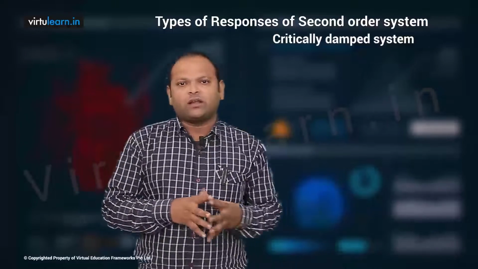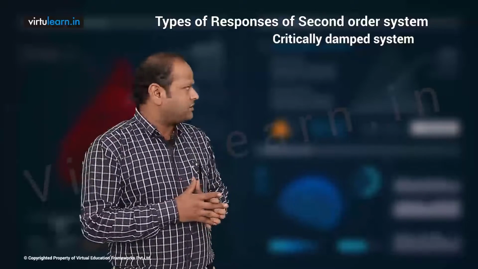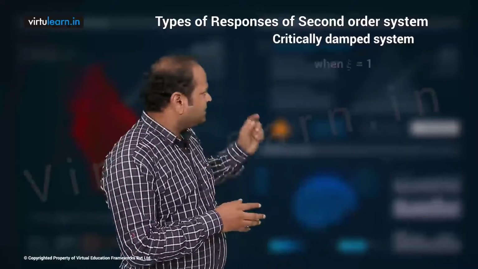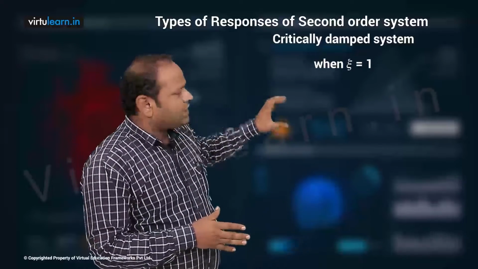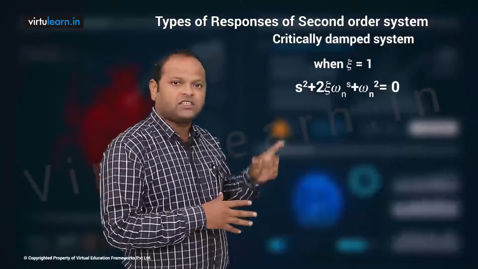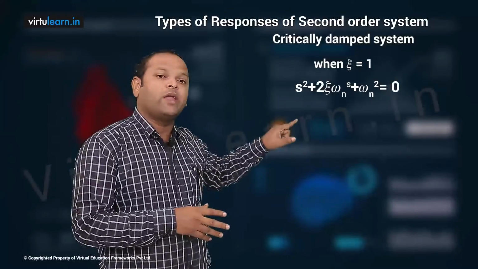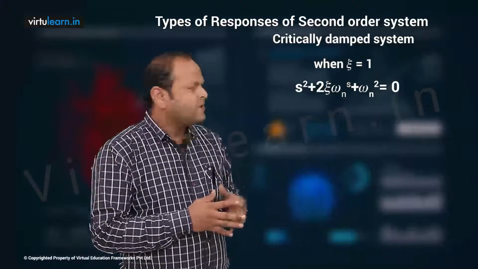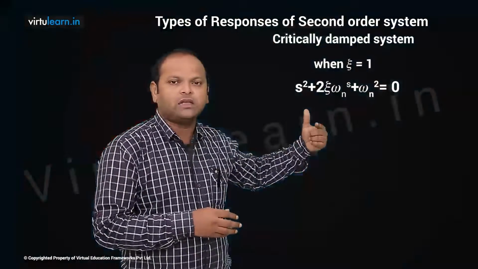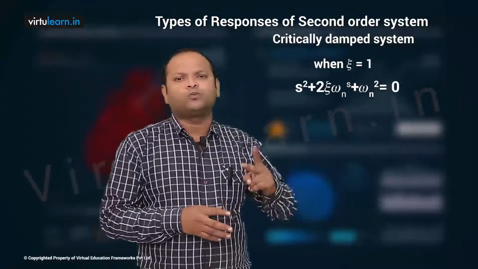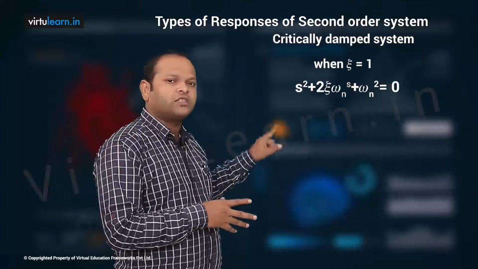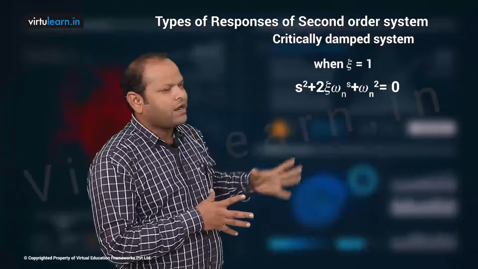When zeta is 1, it is called a critically damped system. Critically damped means we have enough damping available. Again we can write the characteristic equation, s square plus 2 zeta omega n s plus omega n square. Zeta is 1, therefore s square plus 2 omega n s plus omega n square is 0. This we can simplify as (s plus omega n) whole square is equal to 0. Means there are two real poles in the left of the S-plane. s1, s2 is minus omega n, again minus omega n.